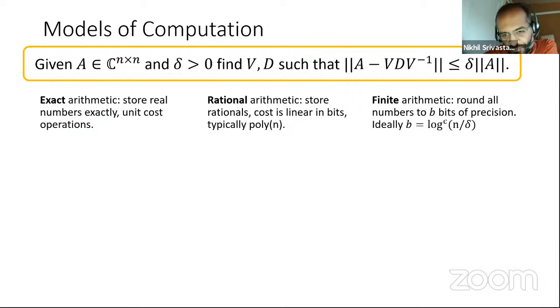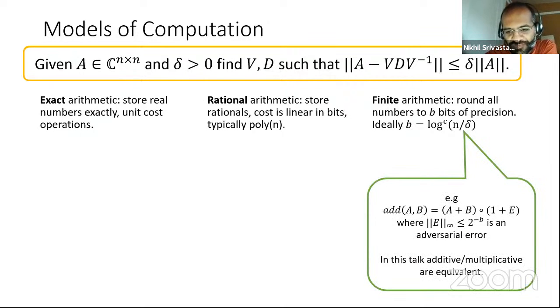And then the last model, which is the one that's used in numerical analysis, is finite arithmetic, where we assume that we round all numbers to B bits of precision, where B is ideally some very slowly growing function of n and delta, let's say polylog n over delta. What this means is that you don't perform arithmetic exactly. So for example, in floating point, if you add two matrices, you don't actually get to add them exactly. You compute their sum, but multiplicatively perturbed by 1 plus E, where E is some matrix whose entries are bounded by 2 to the minus B, where B is the number of bits of precision.